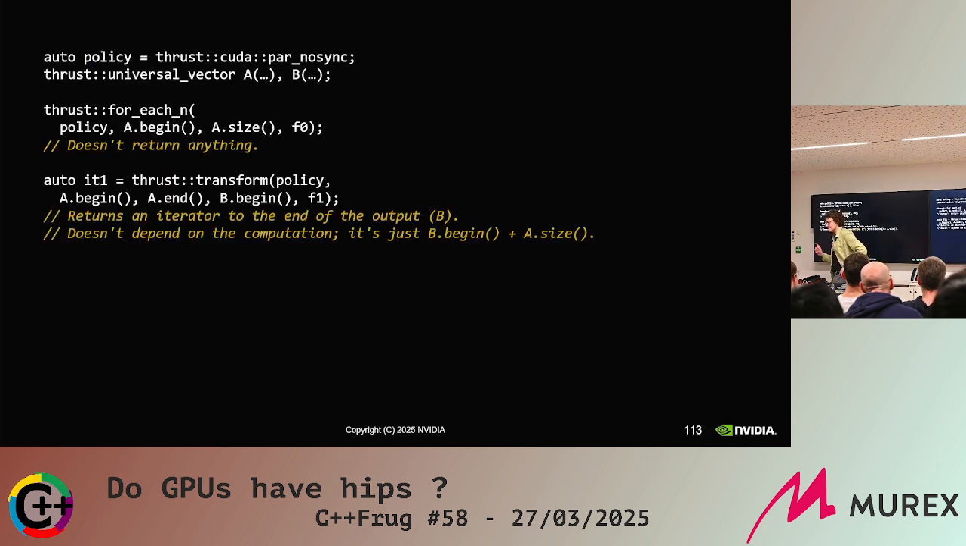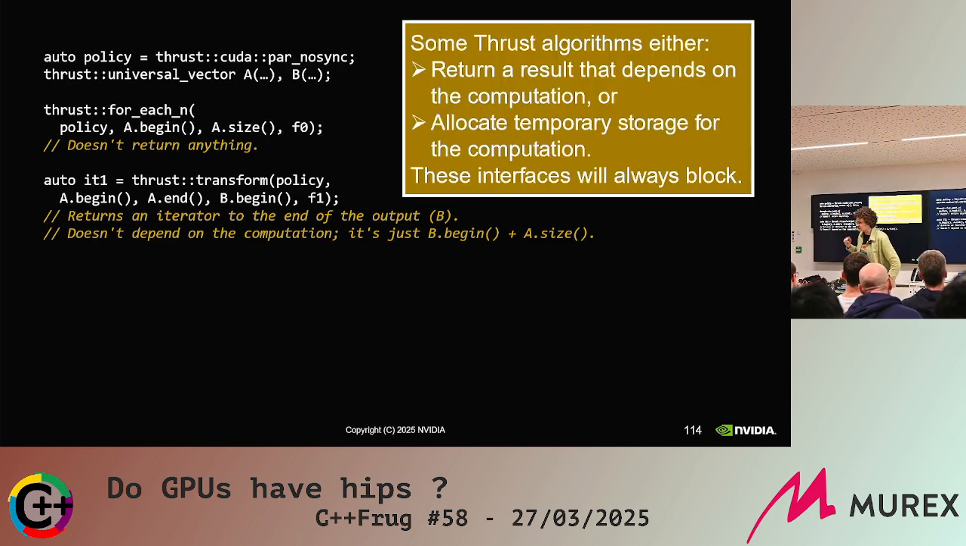Now there are some limits to Thrust's support for asynchrony. It works great for algorithms like for_each and transform, but some Thrust algorithms either return a result that depends on the computation or they allocate temporary storage for the computation. And today, these interfaces will always block even with the par_nosync policy.